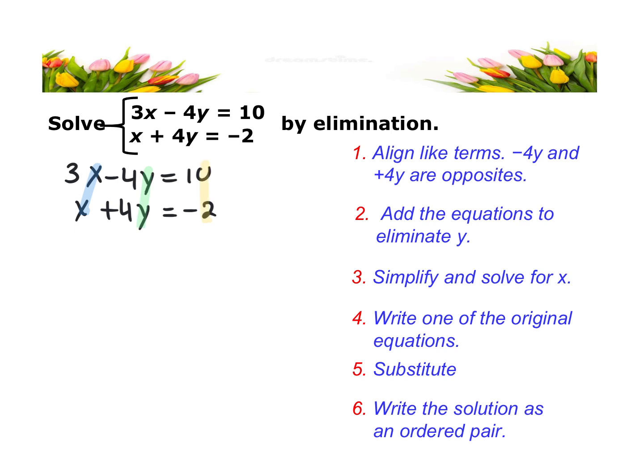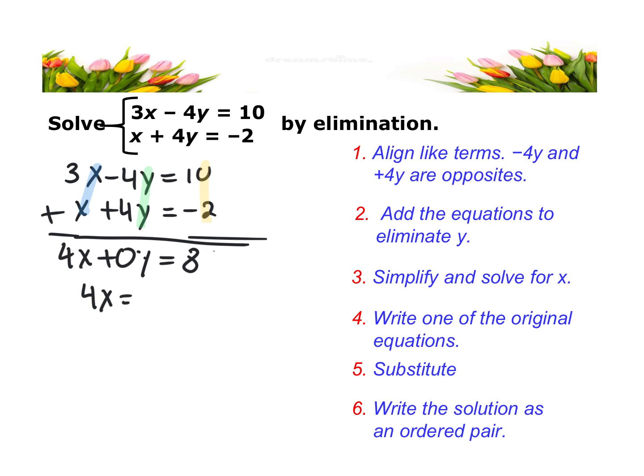Now, we notice that the y's we can cancel out because one is positive 4y and the other one is negative 4y. So when we add these, we're going to get 4x plus 0y is equal to, sorry, positive 8. I don't know why I keep writing negatives when I shouldn't. Now, I'm going to rearrange it as 4x is equal to 8 because the 0y doesn't do anything to us.